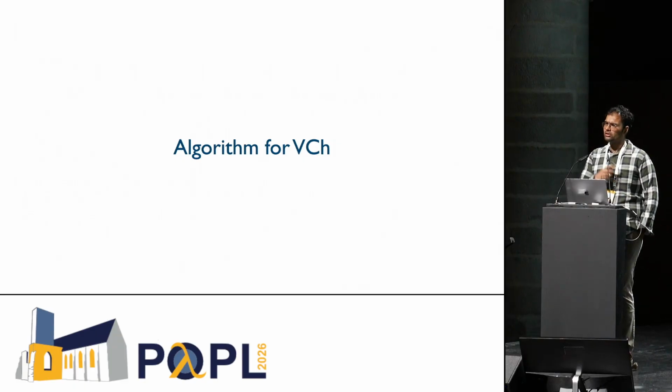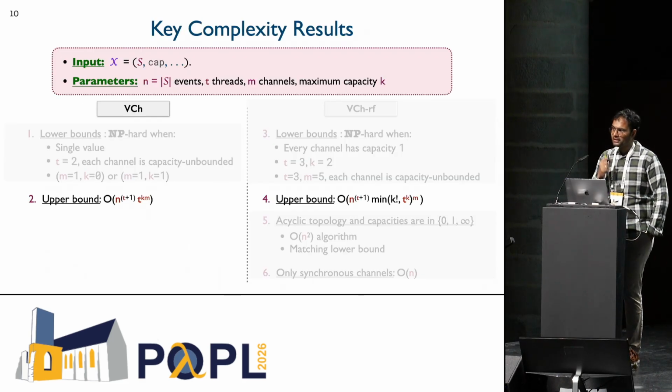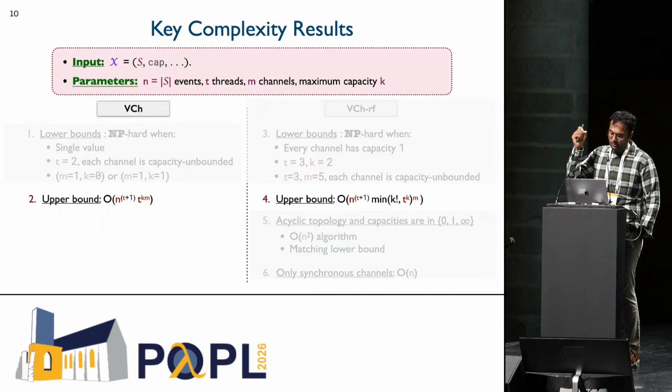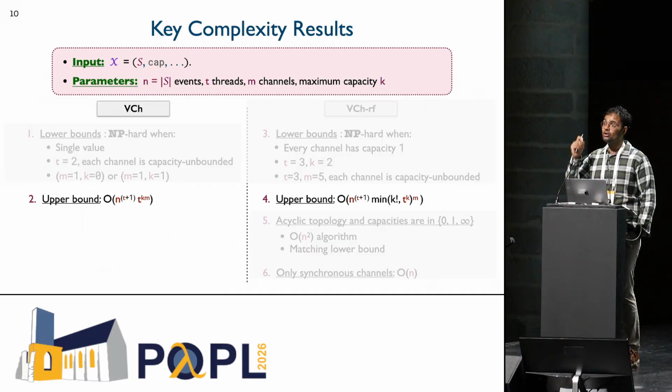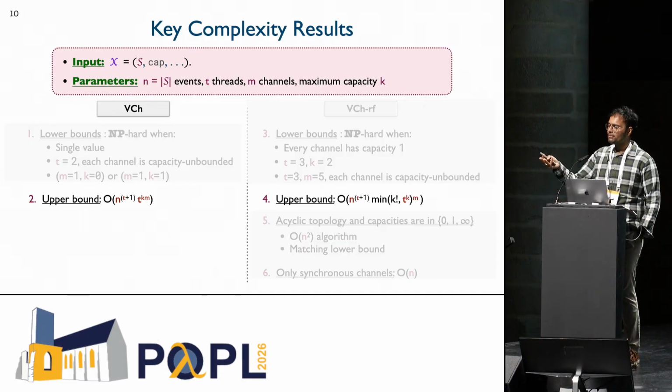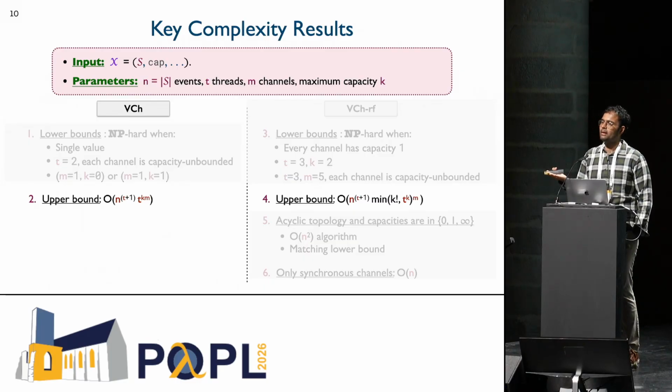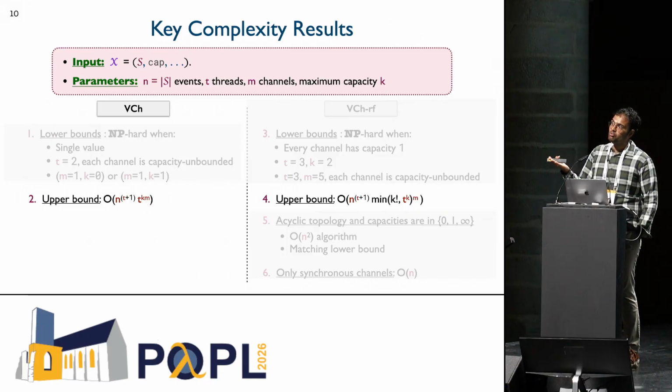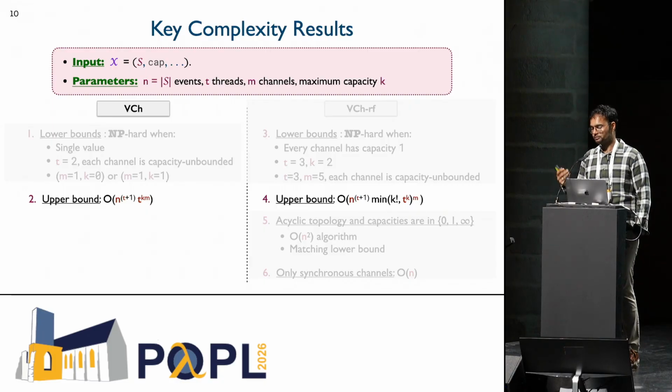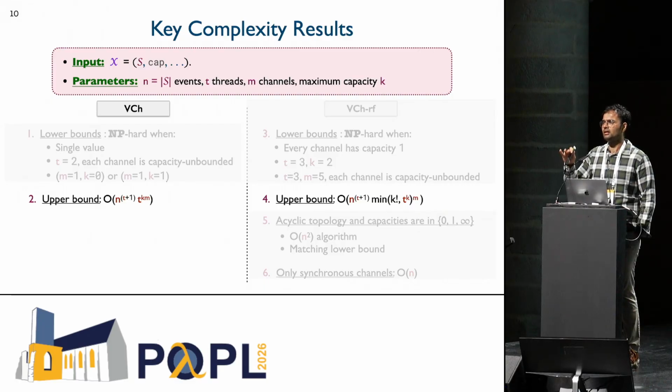Let's also talk about the algorithm for VCH. If you've looked at consistency problems before, this algorithm has a very similar flavor to what is generally called a frontier graph algorithm. Remember, the goal of the algorithm is to come up with a complexity of the kind n raised to t and not t raised to n. n raised to t you would get because you're trying to enumerate all possible sets of events which are downward closed with respect to program order, and the number of such sets is approximately of the order of n raised to t.